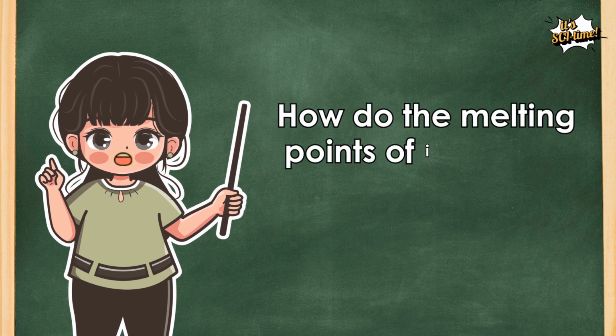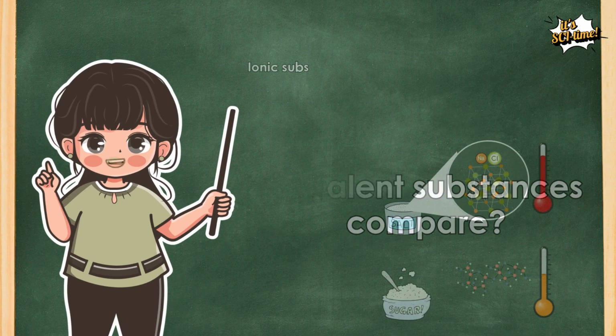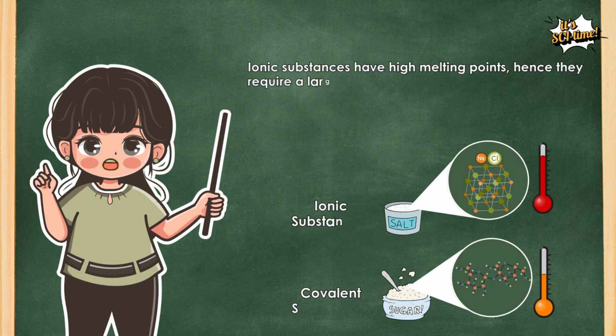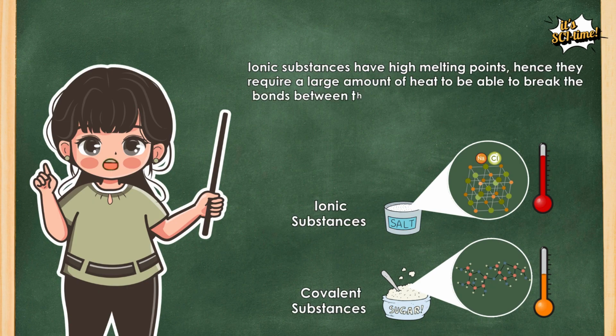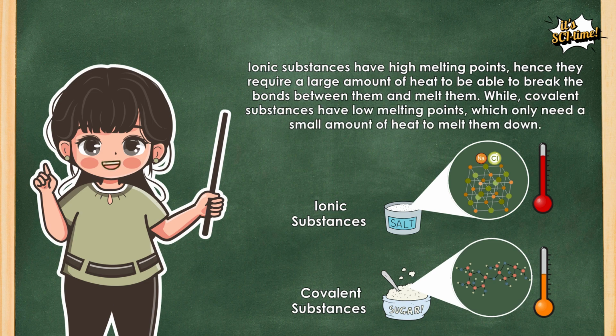How do the melting points of ionic and covalent substances compare? Ionic substances have high melting points, hence they require a large amount of heat to be able to break the bonds between them and melt them, while covalent substances have low melting points which only need a small amount of heat to melt them down.